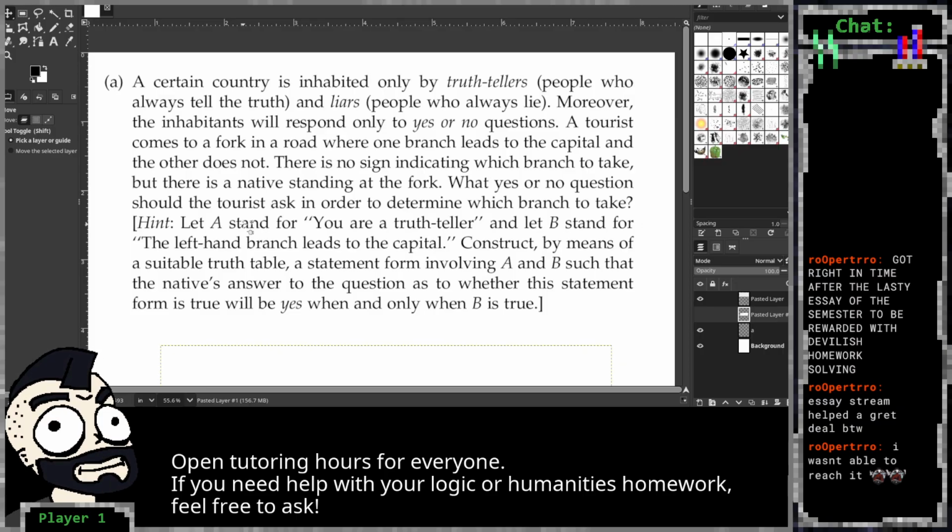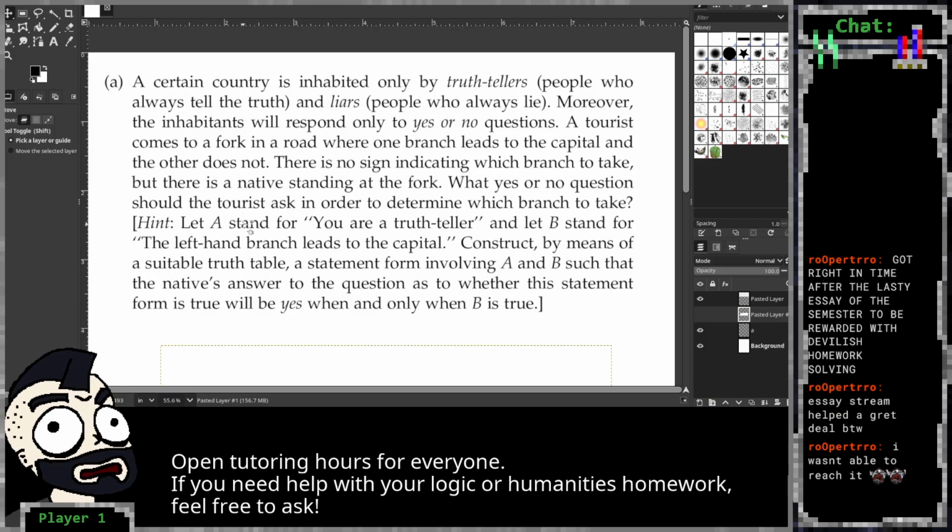A certain country is inhabited only by truth-tellers, that is, people who always tell the truth, and liars, people who always lie. We know from earlier streams that the format of these riddles are the islands of knights and knaves, where knights are truth-tellers and knaves are liars. The problem with this is that I like Smullyan's definition better. Knaves aren't liars. Knaves are people who always tell falsehoods. Lying and telling a falsehood is not the same thing. But we'll get to that when we cover the Pinocchio paradox.